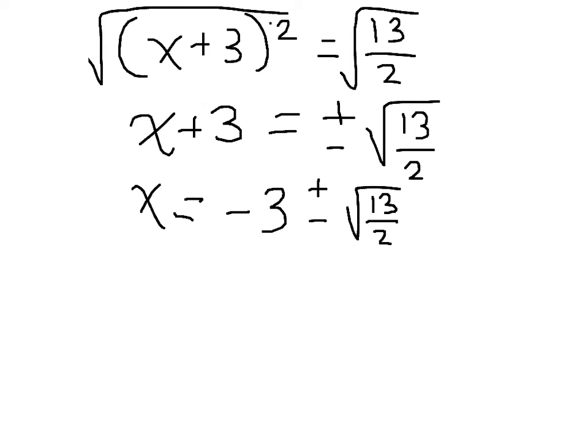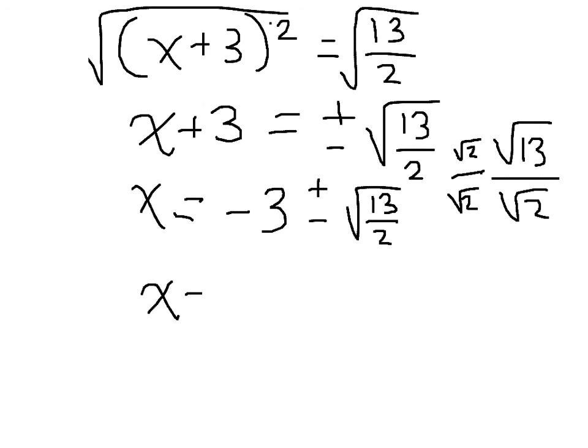The only problem now is that this is not rationalized. We have a radical in the denominator because the square root of 13 over 2 is the same thing as the square root of 13 over the square root of 2, and that's not allowed. So to rationalize, if you remember, we are going to take our fraction and we're going to multiply by a fancy 1 that comes from the denominator. So I'm going to multiply by the square root of 2 over the square root of 2.